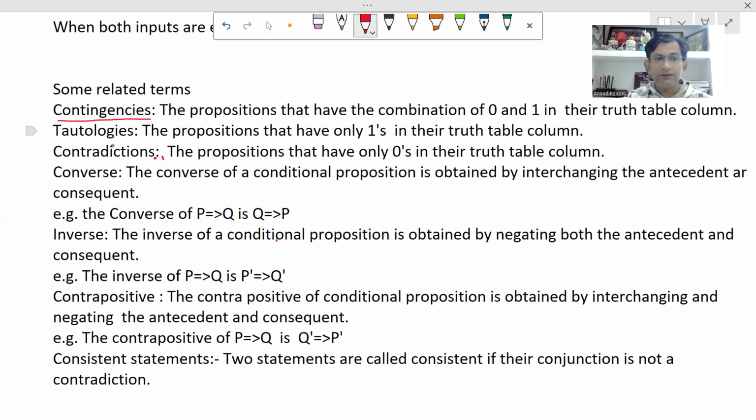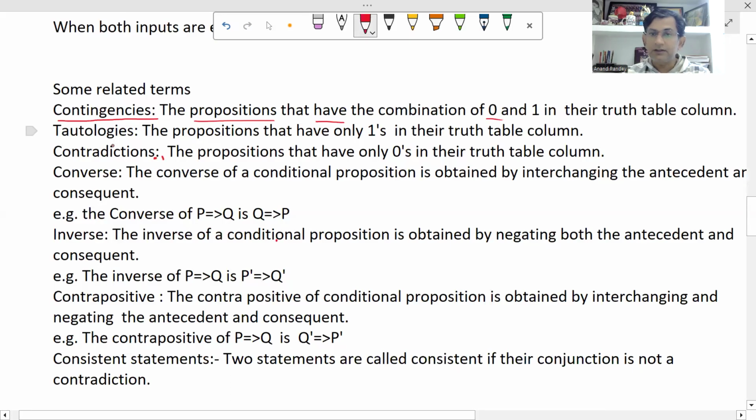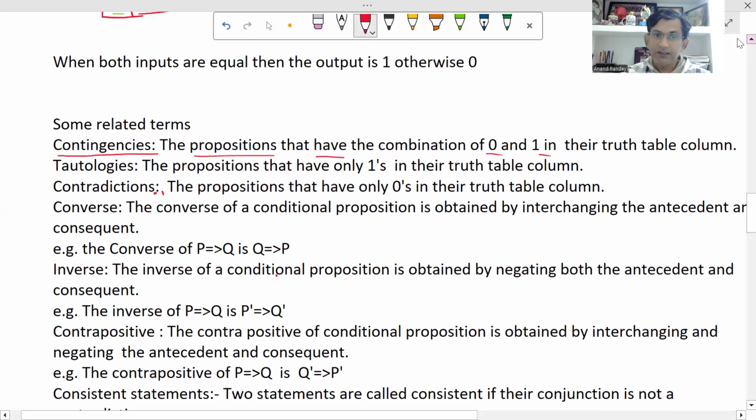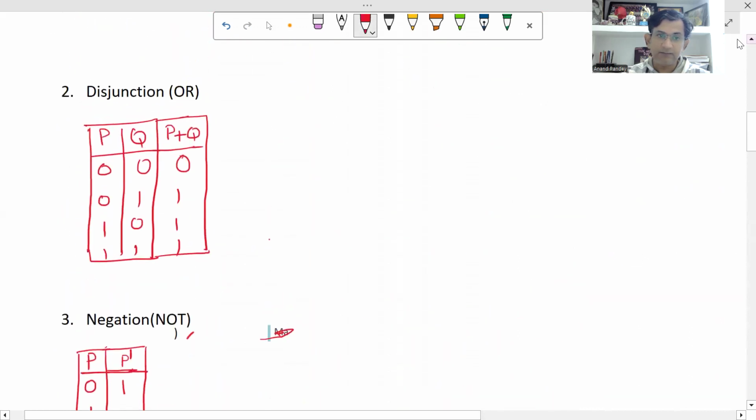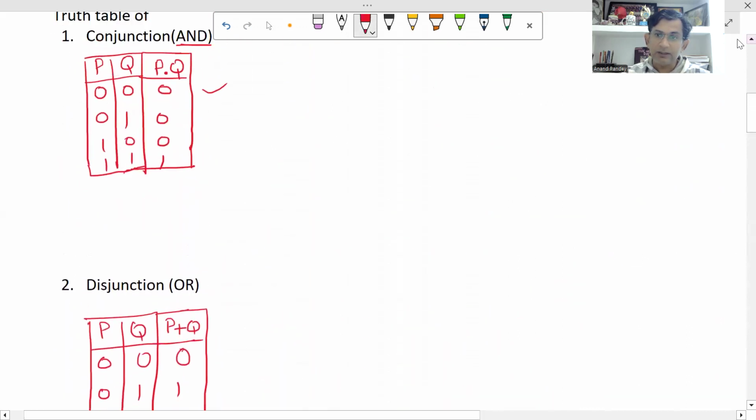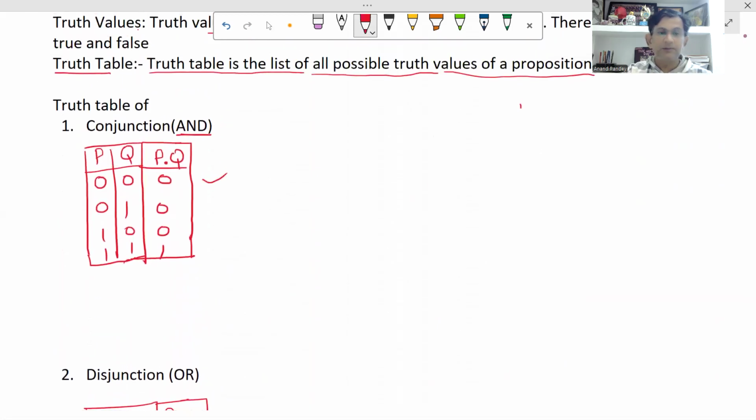Here the first term is what? Contingencies. Okay. What is a contingency? The propositions that have the combination of 0 and 1 in their truth table column are called contingencies. Okay, let me show you. See all these previous truth tables which you have already drawn. See the last column of every truth table.